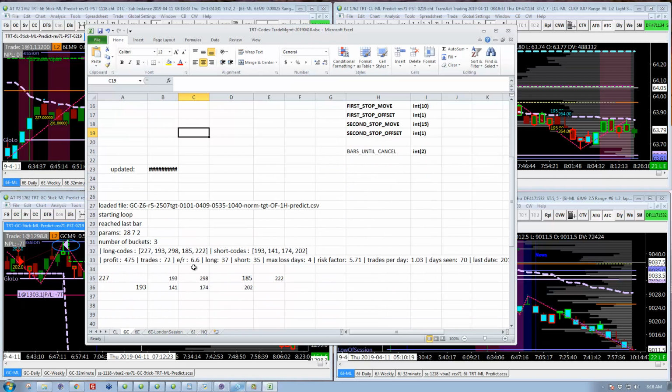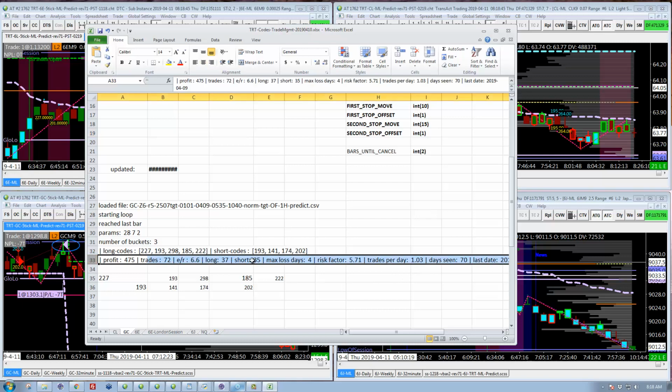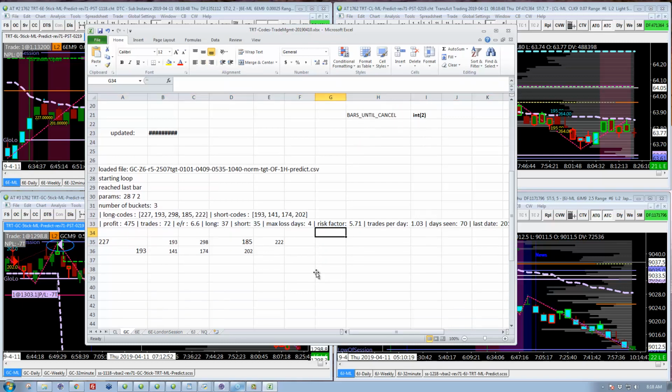Gold is more like what I expect to see. Gold, the ER requirement is 7, but I actually get 6.6 when I run the whole system. Trades per day 1. I went ahead and took a little bit more risk here in gold because the difference was so dramatic.